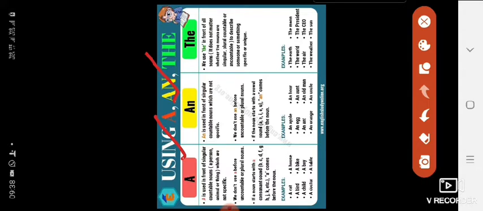the article which is used for some particular nouns, some particular subjects, and this article is the. Therefore, a and an are indefinite articles, the is definite article. What does indefinite article mean and what does definite article mean?